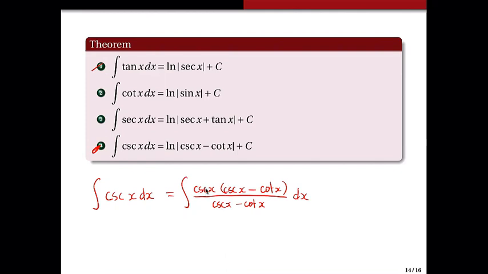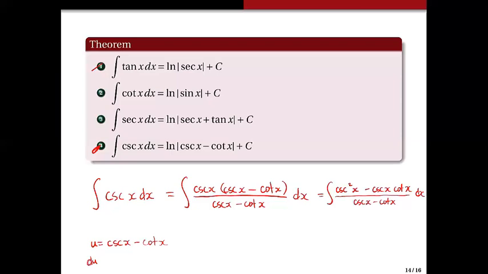Now, we just distribute this cosecant x to this guy here, we will get the integral of cosecant squared x minus cosecant x cotangent of x, divided by cosecant of x minus cotangent of x, and then you have your dx. And then from here, you can now let u be equal to cosecant of x minus cotangent of x.